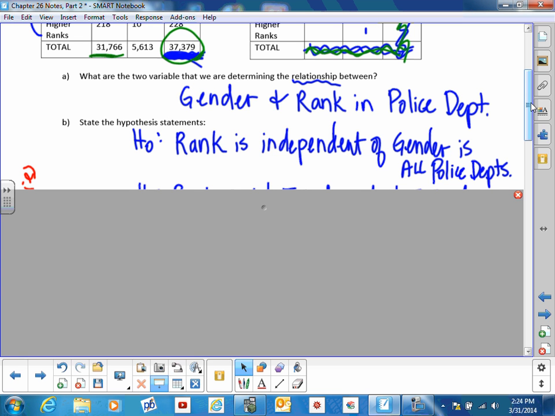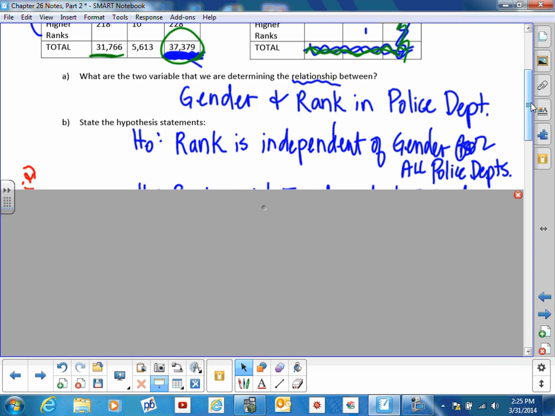So the null hypothesis of this kind of problem, since it's a chi-square test of independence, we want to use this word independence, or is there a relationship between the variables? So here, the null hypothesis is that nothing is happening. Rank is independent of gender. They are not connected. And I am going to generalize to all police departments. So the rank is independent of gender for all police departments. Okay, so that's my null hypothesis.